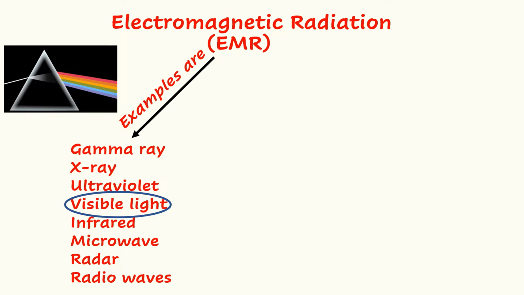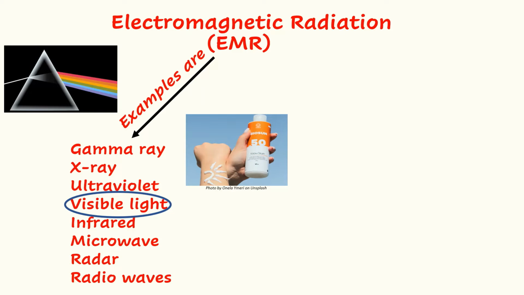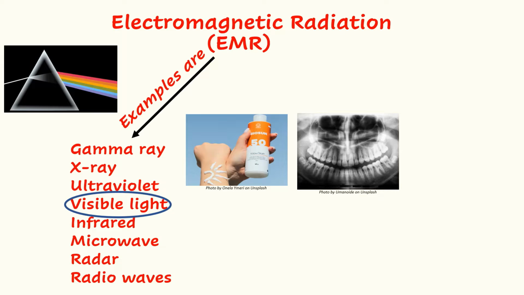The EMR above visible light have higher energy, and exposure can damage the DNA in our cells. That's why it's important to protect our skin from UVA and UVB rays from the sun by wearing a full spectrum sunscreen. Above that is X-rays, which we don't usually get many times a year. We only get X-rays when the benefit of a diagnosis outweighs the risk X-rays pose to our health.